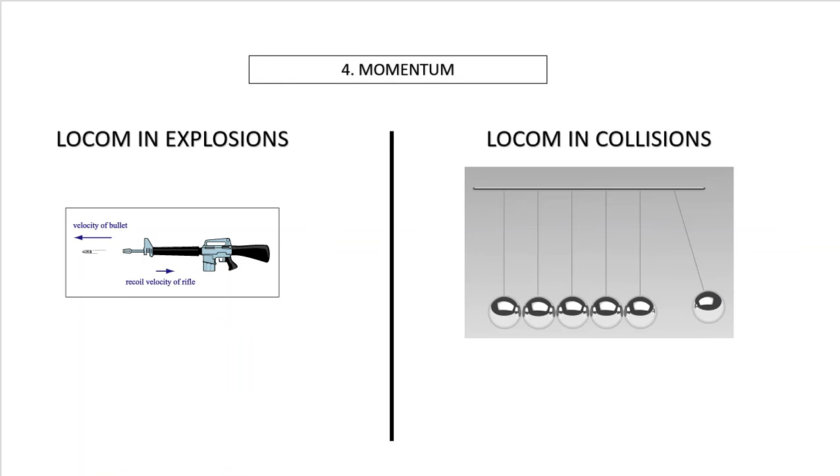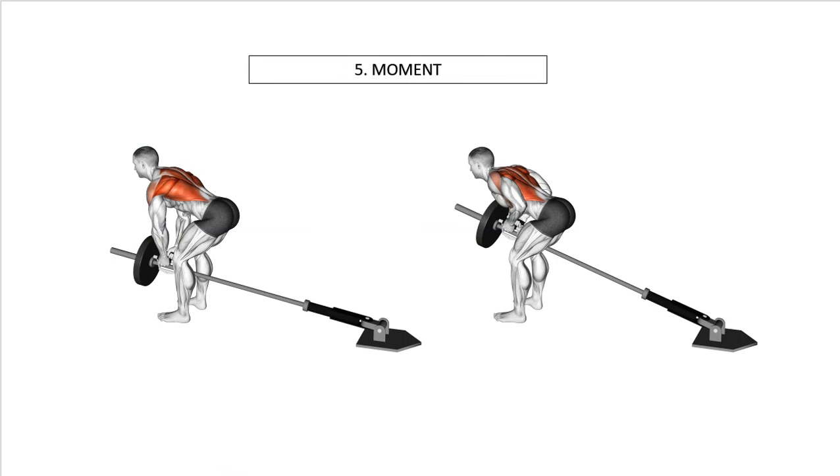In conservation of momentum with collisions, total momentum before collision is equal to total momentum after collision. Always remember that in both collisions and explosions, momentum is conserved. Then you have moments. In all moment questions, the most important bit is to identify the pivot.